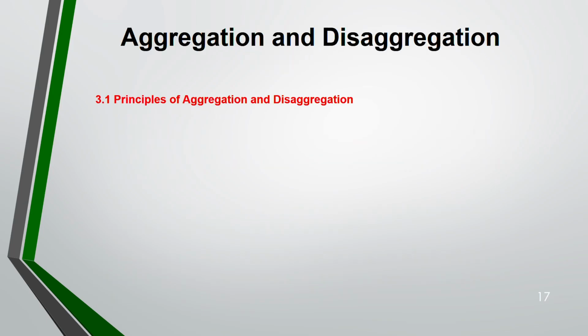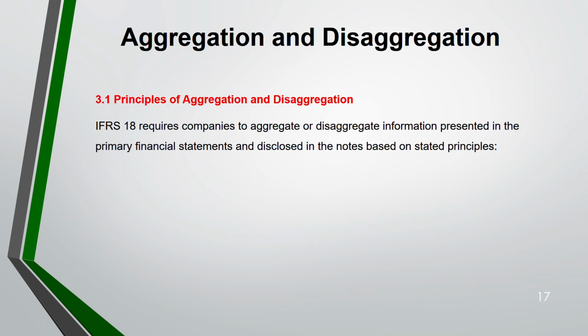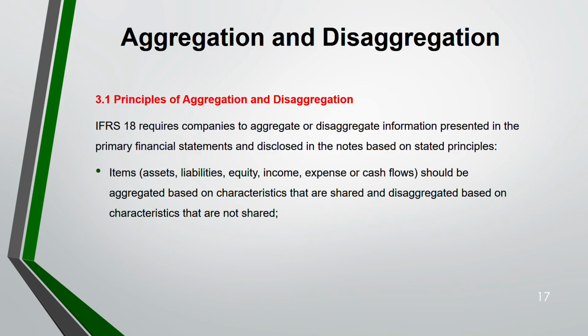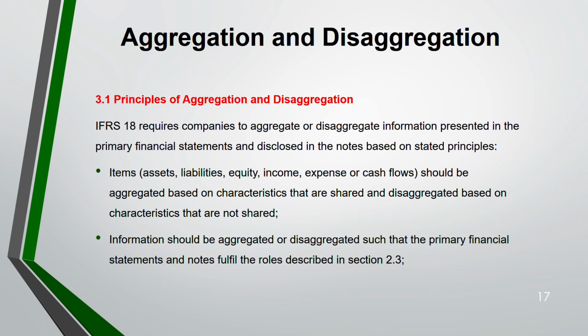Now we are moving on to aggregation and disaggregation. What are the principles? IFRS 18 says for companies to either aggregate or disaggregate information that is presented in the financial statements and disclosed in the notes, based on certain principles. First, items. Whether it is asset, liability, equity, income, expense, or cash flow, you can only aggregate if they are sharing similar characteristics. And if they're not sharing characteristics, you have to disaggregate. You can't aggregate. Aggregate means you add them together.